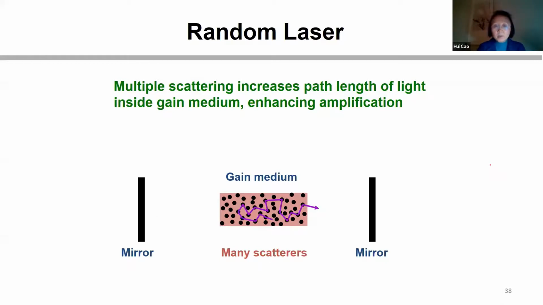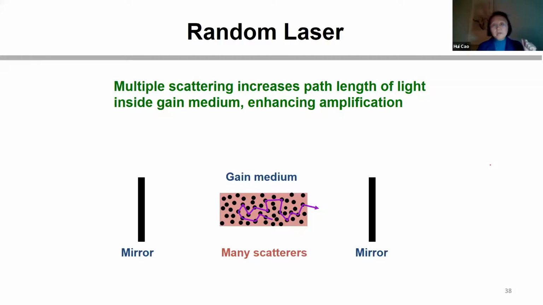Now this light will be scattered multiple times by all the scatterers. So they go through this kind of random walk, right? This will increase the path length of light inside this gain medium. As the light propagates in this gain medium, it can be amplified through the stimulated emission process, right? That's just like what the mirror is doing, trying to trap light in here to have more amplification. Here, using multiple scattering, we can increase the path length of light inside the gain medium, so the light has more chance of being amplified, and then it can lase.